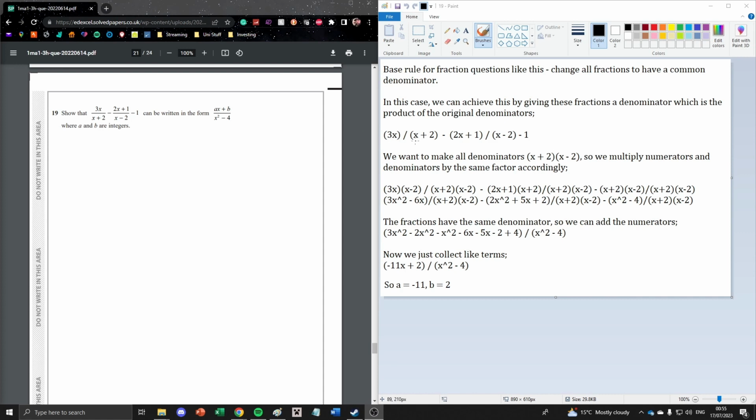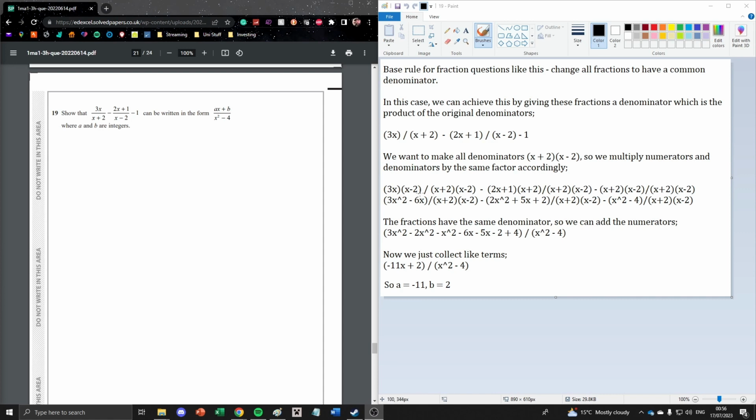And so to get the fraction with the x plus 2 denominator to have the x squared minus 4 denominator, we want to multiply top and bottom by x minus 2, which we've done here. To get the second fraction to have that denominator, we need to multiply top and bottom by x plus 2. And to get the 1 to have that denominator, we need to multiply top and bottom by x squared minus 4. As you can see, we've done this here.